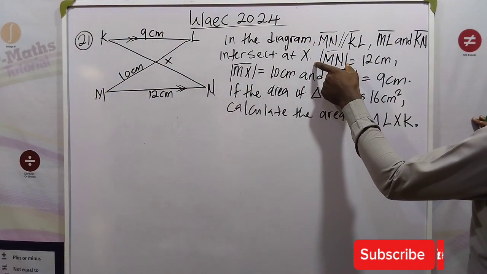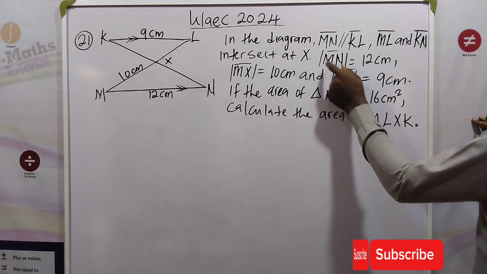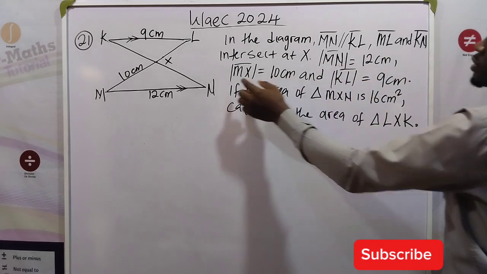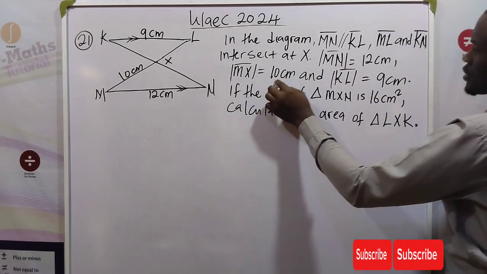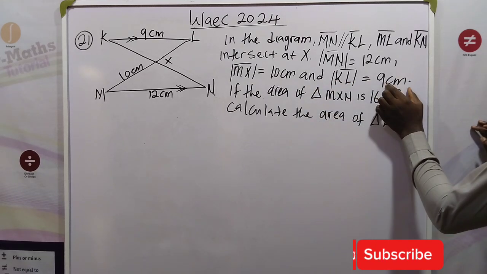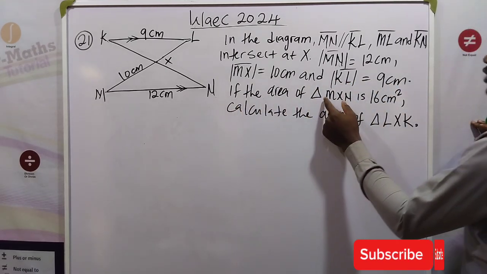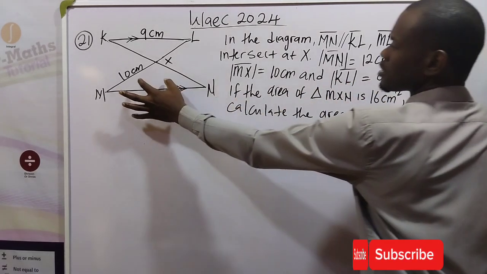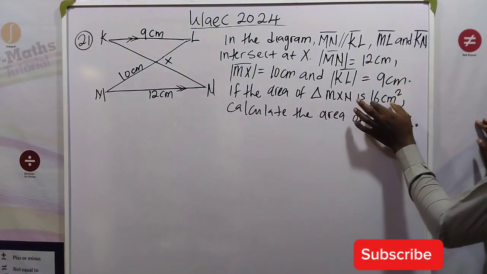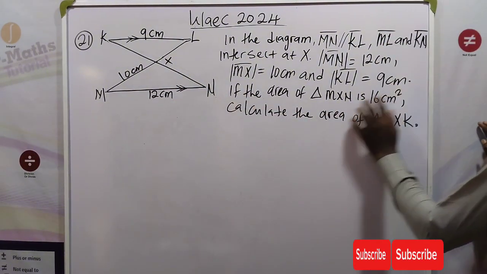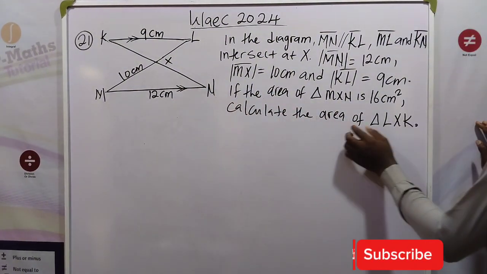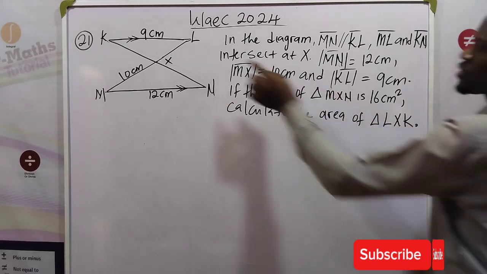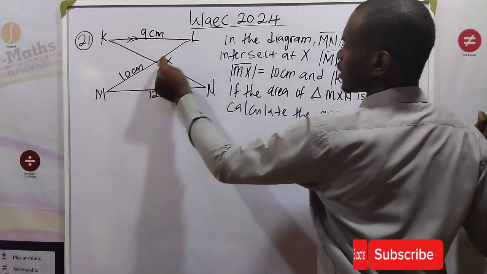Then the length of line MN is 12. Then the length of MX is 10. The length of KL is 9. If the area of triangle MXN, the area of this triangle, is 16 centimeters squared, calculate the area of triangle LXK. This is triangle LXK.